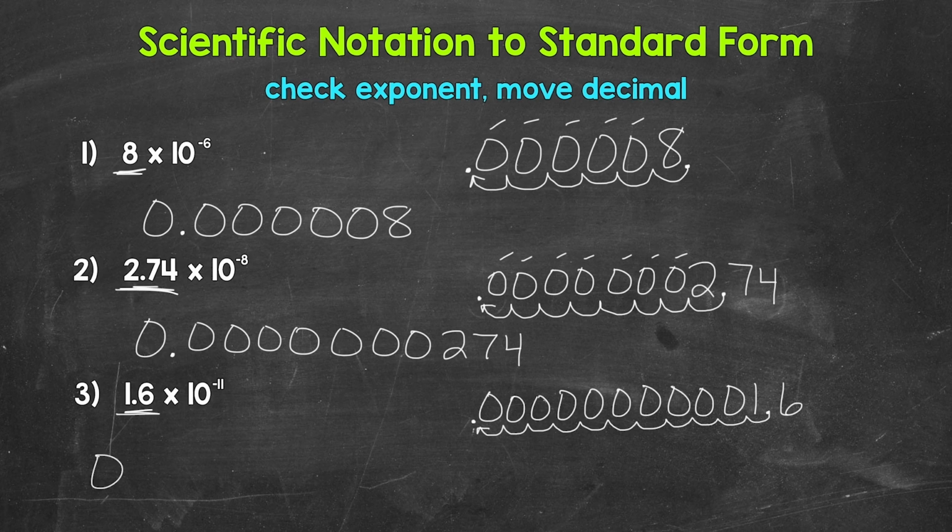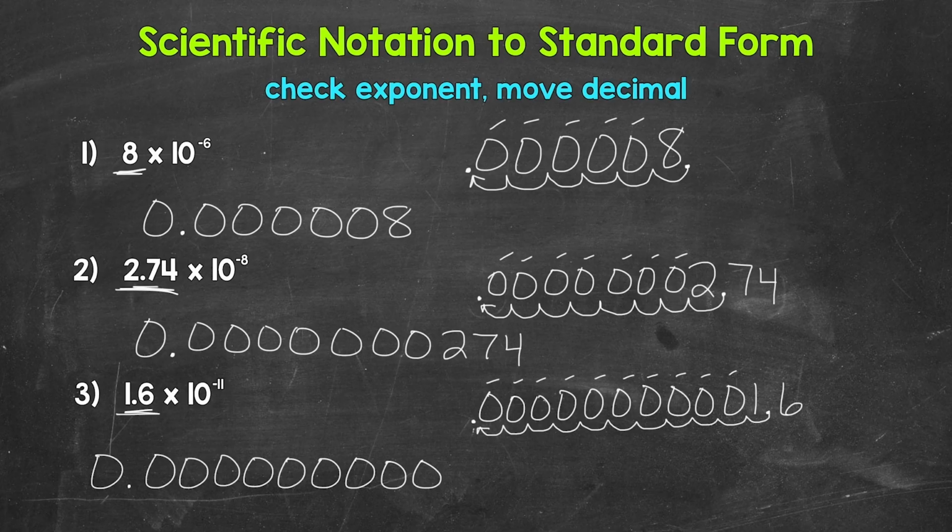And let's rewrite this. So we have 0 and then the decimal. Then we need 1, 2, 3, 4, 5, 6, 7, 8, 9, 10 zeros, and then 1, 6. So 1, 2, 3, 4, 5, 6, 7, 8, 9, 10, and those are all of our zeros. Then we need 1, 6. And that's our standard form for number 3.